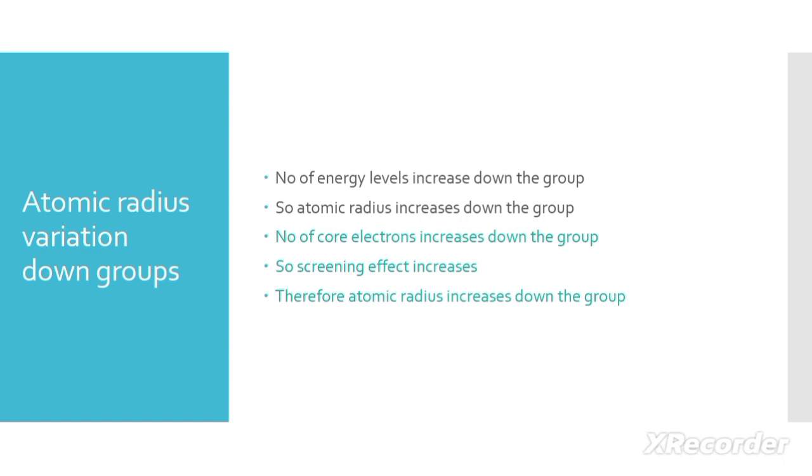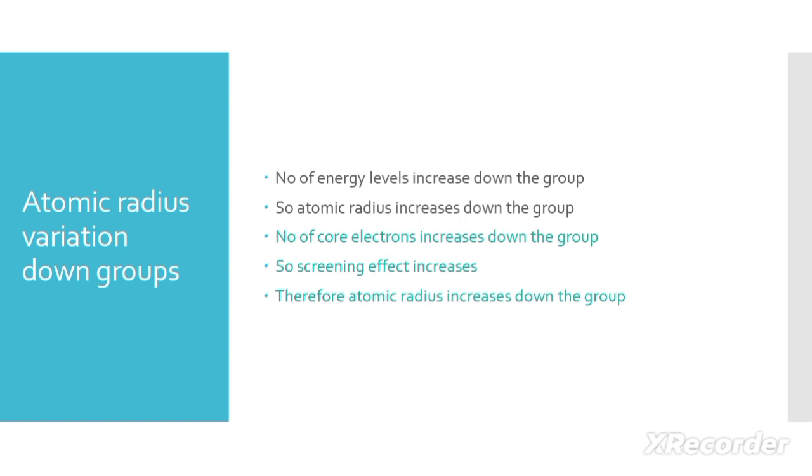Another factor is there to compare down the group. That is, when going down the group, number of co-electrons increase. Hydrogen has no co-electron. Lithium has 2 co-electrons. Sodium has 10 co-electrons. Likewise, when going down the group, number of co-electrons increase.